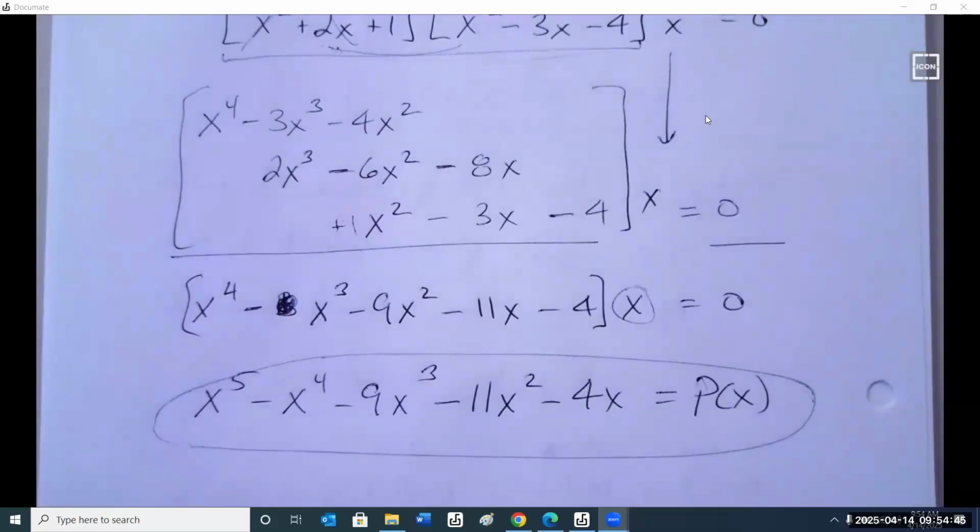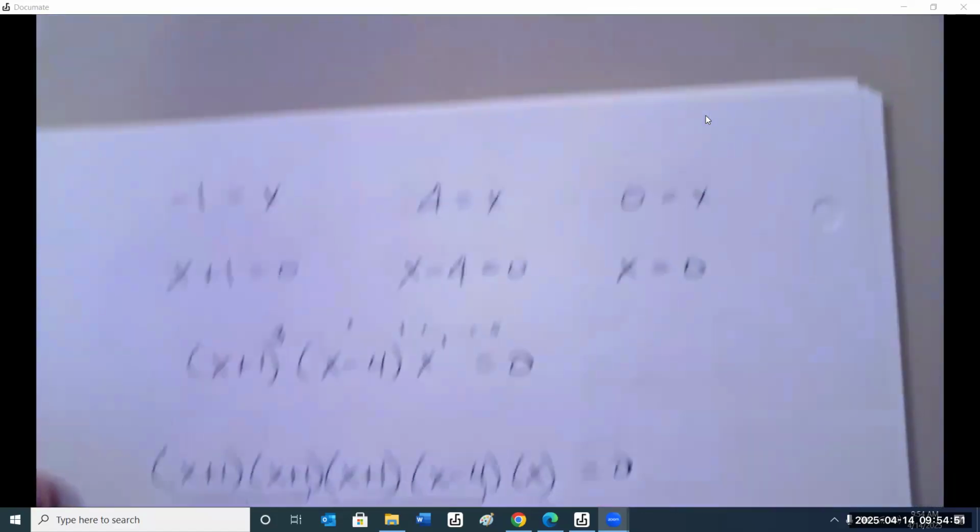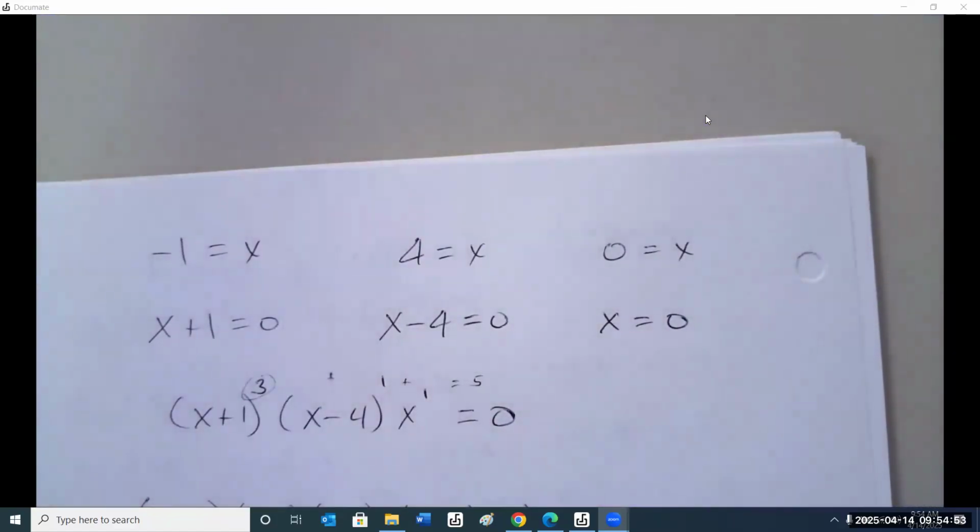All right, so that's how we do that. So we start with the answers, work our way back up to the question. But remember, the multiplicities are the exponents of those zeros.